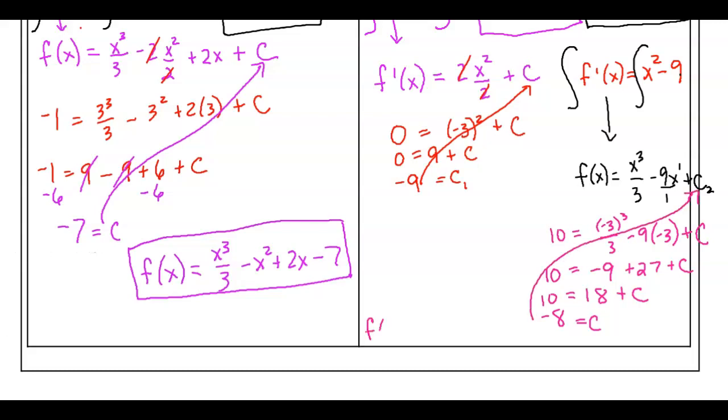So our original function, which is our goal, is x cubed over 3 minus 9x, and then minus 8. This is our particular solution. Okay.